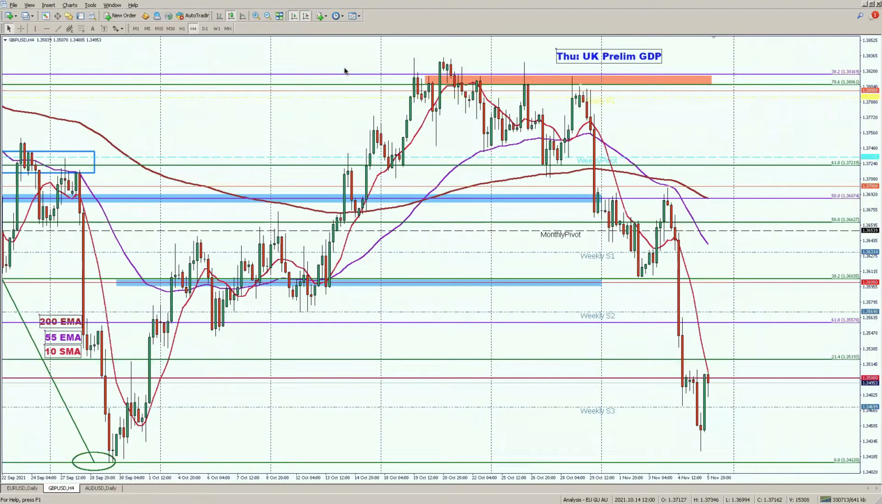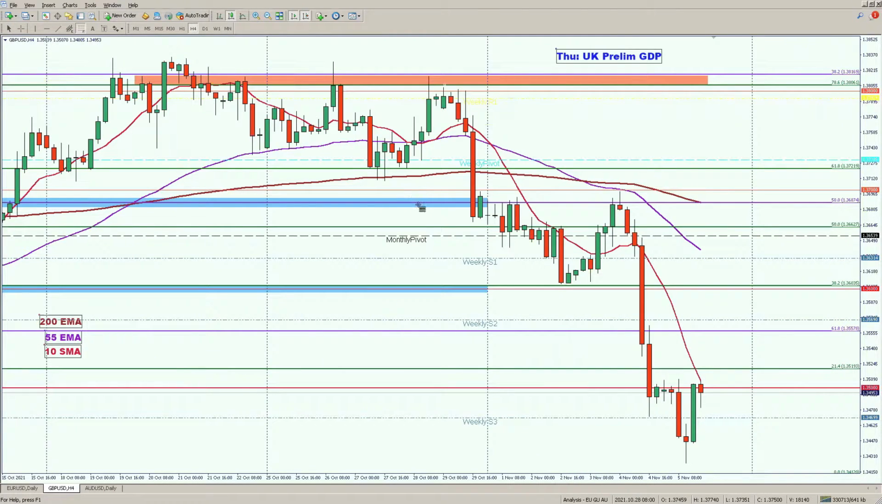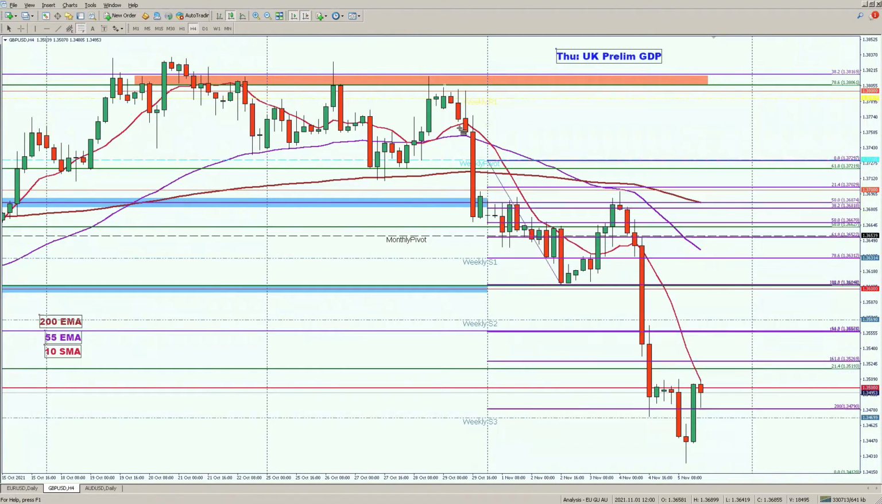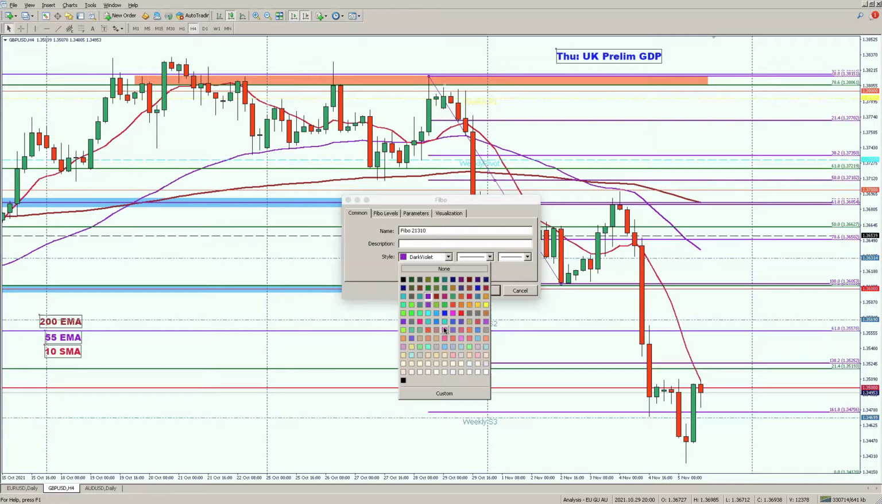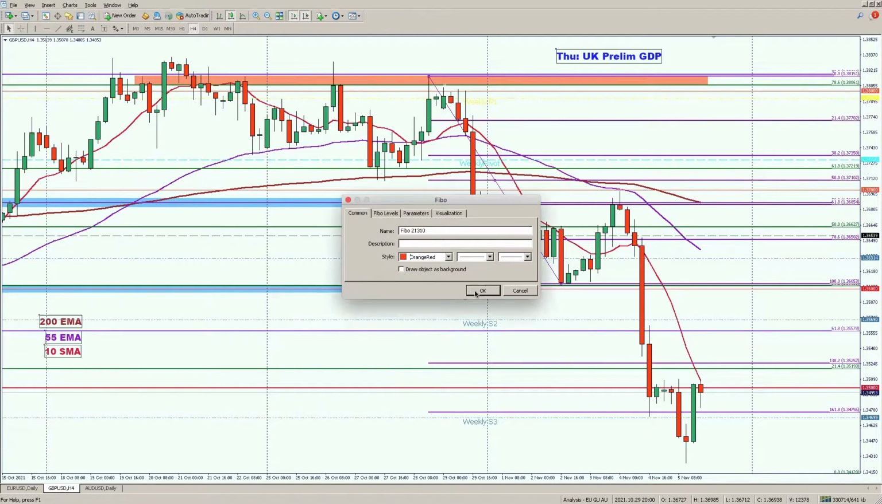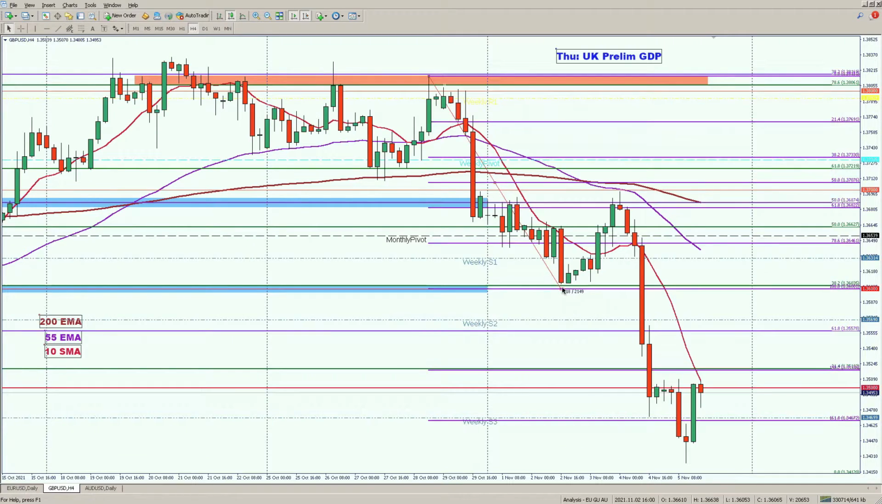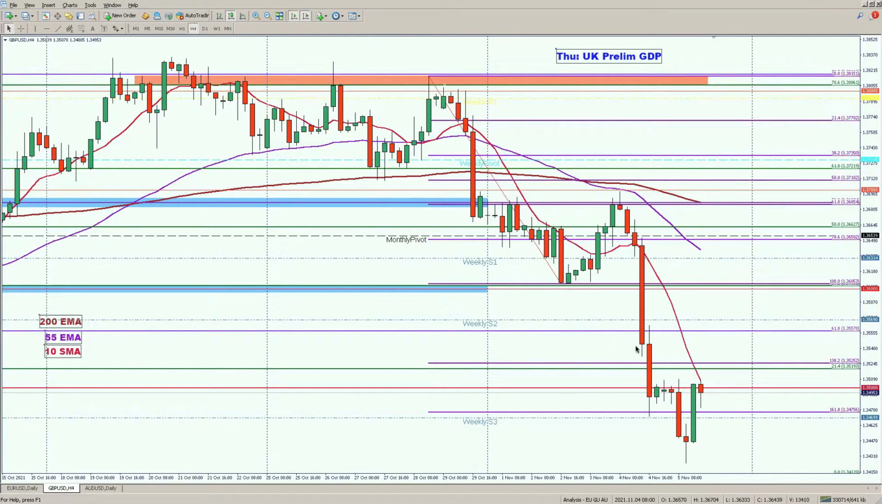Now, you could actually fit this move down with this continuation move. Let's mark this in green here, or red. Okay, the red fib, bearish continuation move, climb up to the 137 area before dropping.